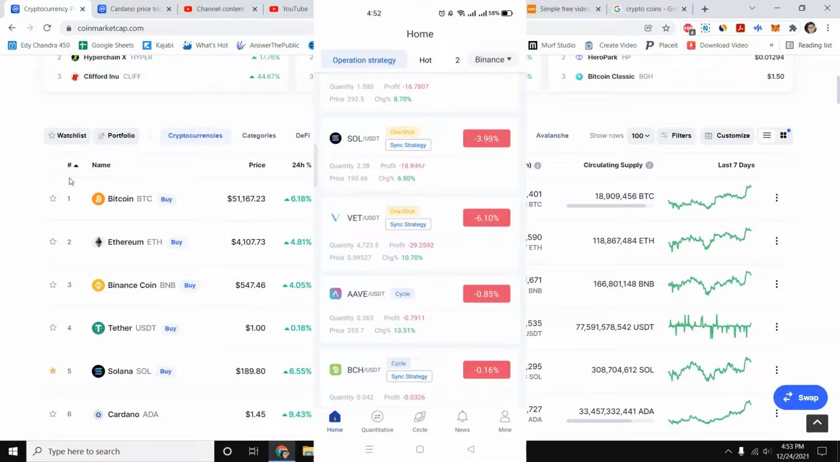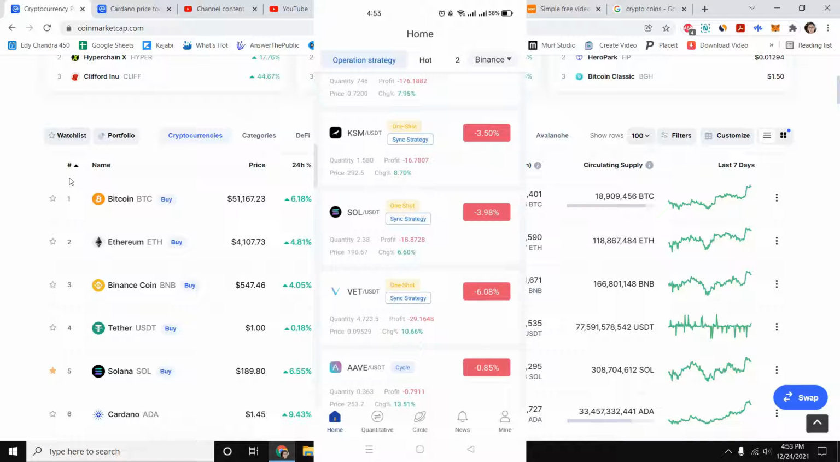In this video, I'm going to show you how to do Royal Q manual trading. Okay guys, so I will show you how you can do manual trading inside the Royal Q app.